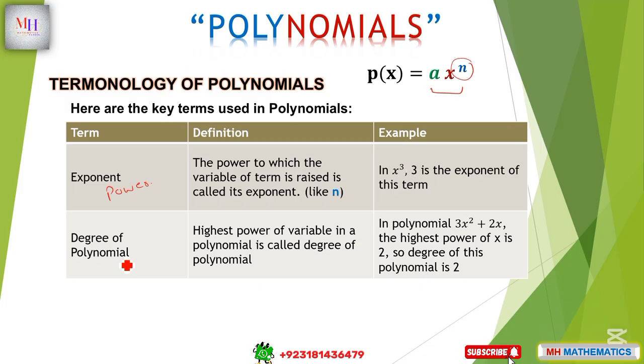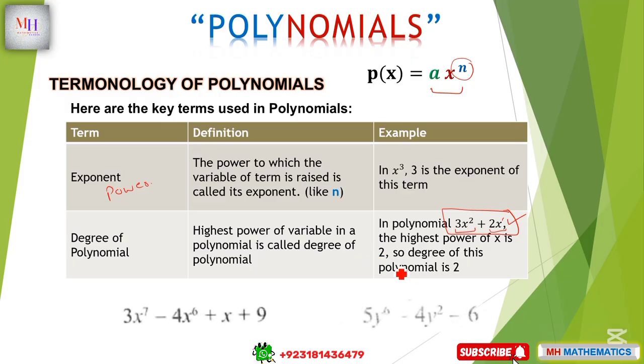The final terminology is the degree of a polynomial. The highest power of the variable in a polynomial is called the degree of the polynomial. For example, we have this polynomial. Here there are two terms, 3x^2 and 2x. Here in the first term the power of x is 2 and in the second term the power of x is 1. So 2 is greater than 1 and the highest power among these two terms is 2. So the degree of this polynomial will be 2.